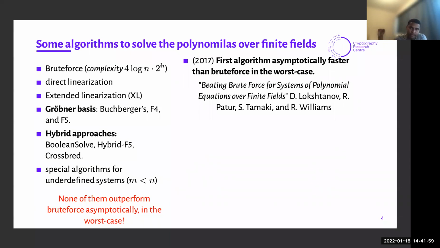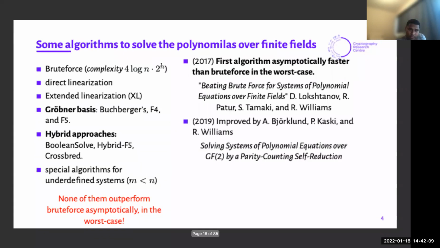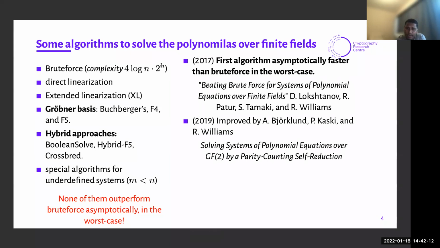And we're going to see how this algorithm works, not in detail, but the main ideas of how it works and what its complexity is. And then 2 years later, these guys, Georg Klum, Kasky, and Williams again, improved the initial idea of Lokhstanov and the others, and they came out with a different algorithm. In this case, what the main algorithm does is take an input of polynomials and compute the parity of the number of solutions. So at the end of the day, the main algorithm outputs 0 or 1.